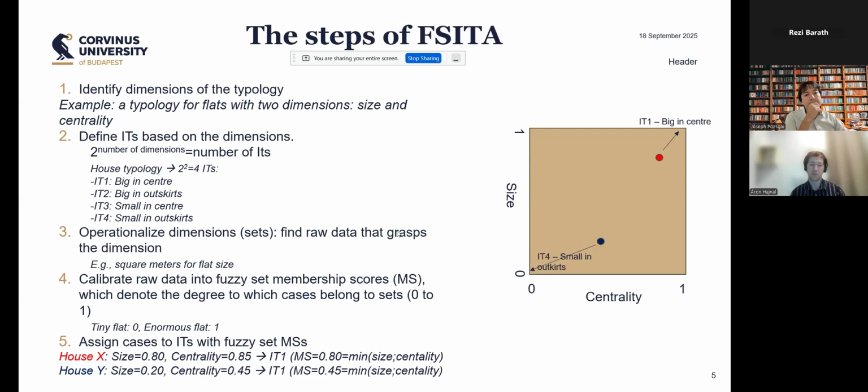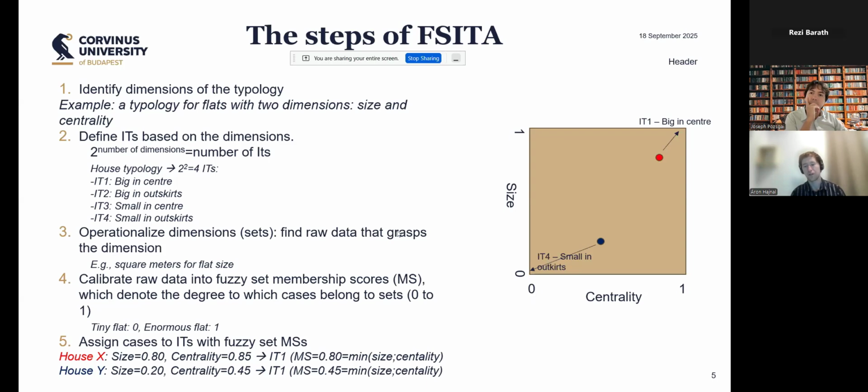Then in the fourth step, we calibrate the raw data into fuzzy set membership scores, which means that based on whatever variable type we have, we create these membership scores, which is a number from 0 to 1, 1 being the value of the ideal typical case, so the highest value, and 0 being the opposite of that.